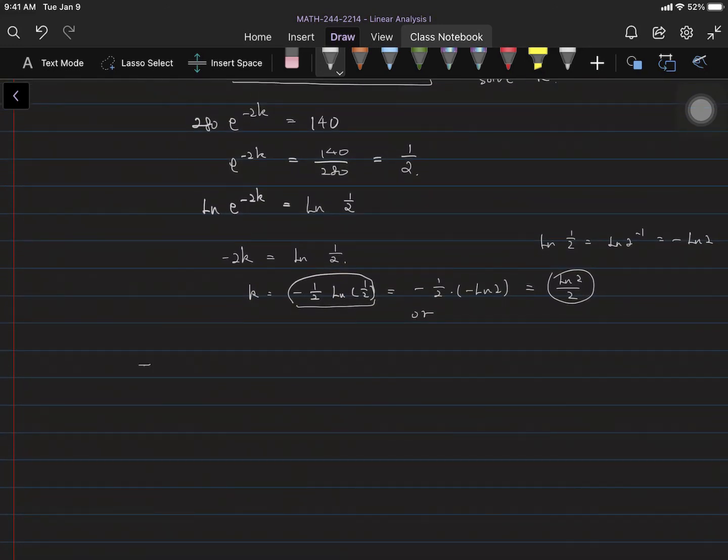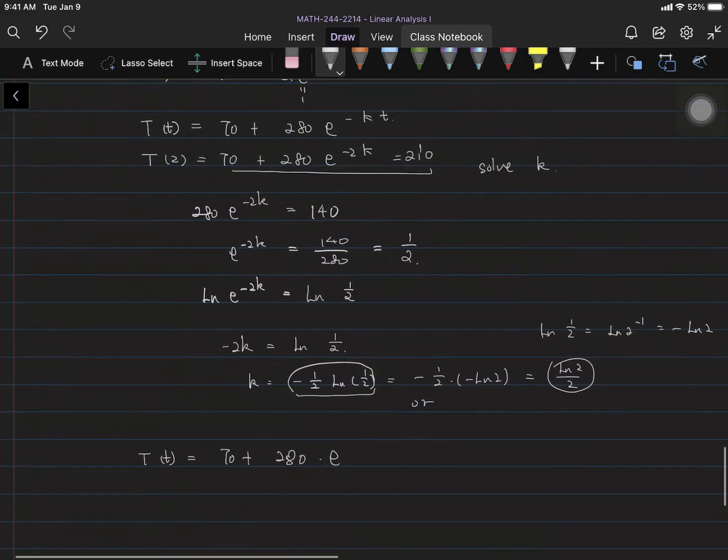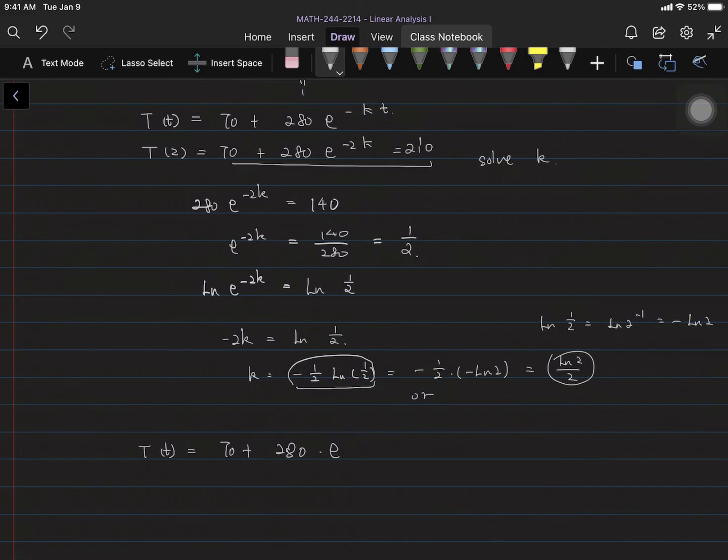Now let's write down our T function. T equals 70 plus 280 times e to the what? Negative kt, right? Negative kt. So I'm going to put k as natural log 2 over 2, and the t. So that is the solution.